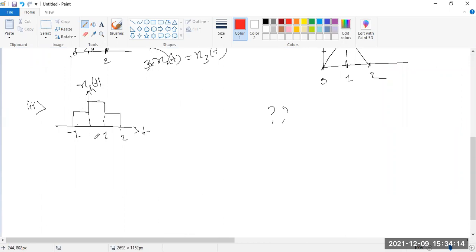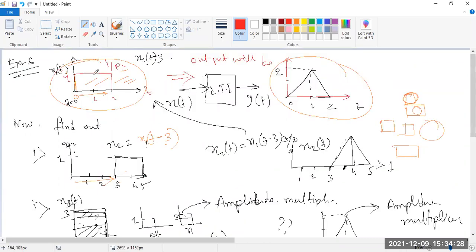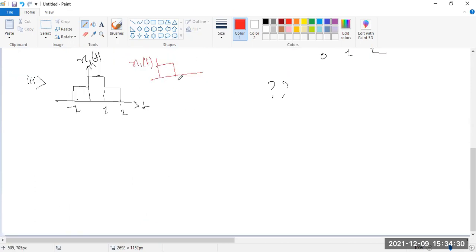In this third example, you can see there is some zigzag shape. If your x1(t) is just like this, this is 2, this is 1. So this is a rectangular shape function, because this is 1, this is 1, and this is 2. So how could I solve this? How could you solve this?